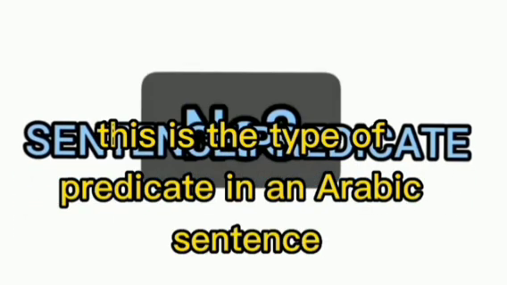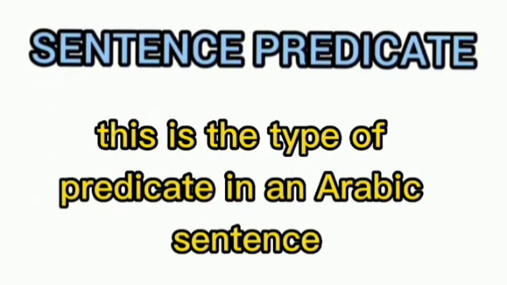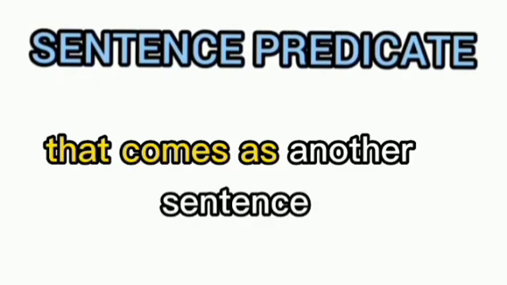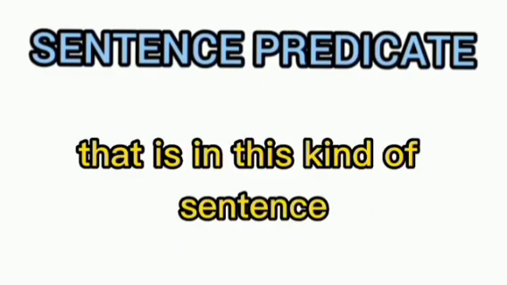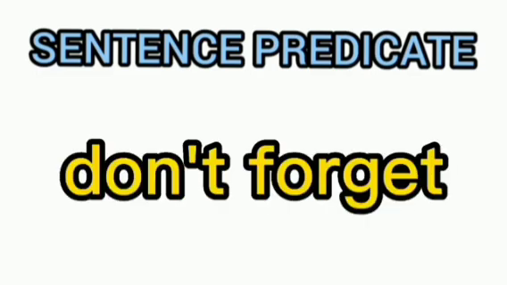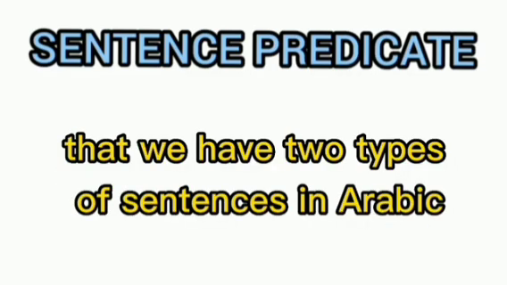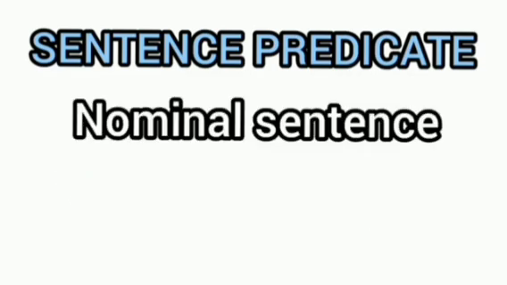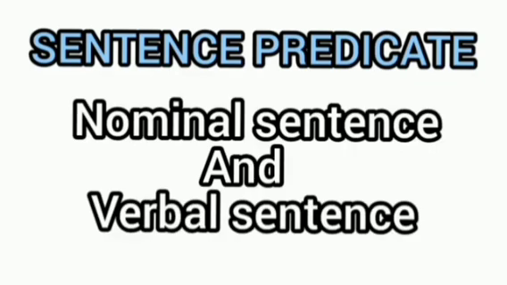Number three, we have the sentence predicate. This is the type of predicate in an Arabic sentence that comes as another sentence. That is, in this kind of sentence, another sentence will come as a predicate. Don't forget that we have two types of sentences in Arabic. We have the nominal sentence and the verbal sentence. So either of these types of sentences can come as a predicate for a sentence. Let us take two examples to better understand this concept.